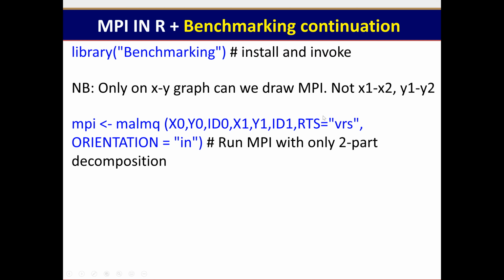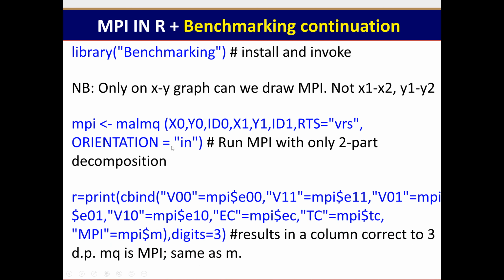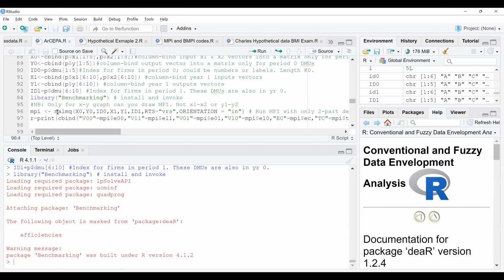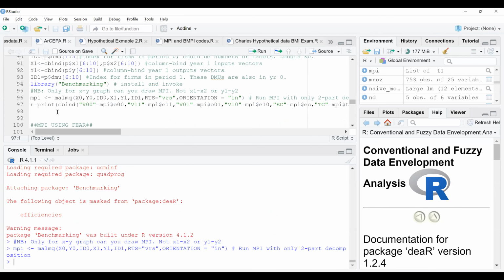If you want to change the orientation, it's simple. You can change it. If it is CRS, you can type it there. DRS, you can type. NIRS, you can do it. And you run the command. So that is what we're about to do. We're going to run the command. I'm going to do that in R. So once you run this command, pow, the results is there.